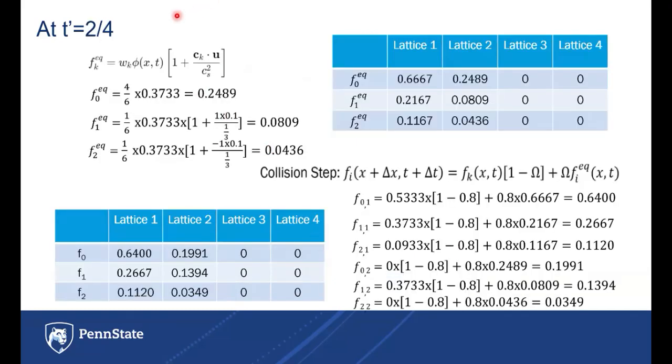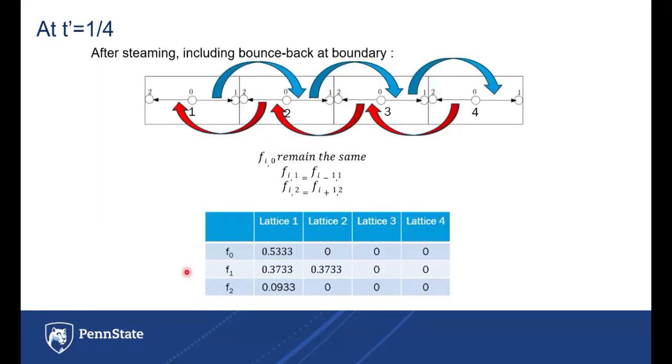And for the second time step and the following time steps, what we do is similar. So at the second time step, we need to recalculate the equivalent function for each lattice, because from the previous step, we can say the phi value for each lattice has changed.